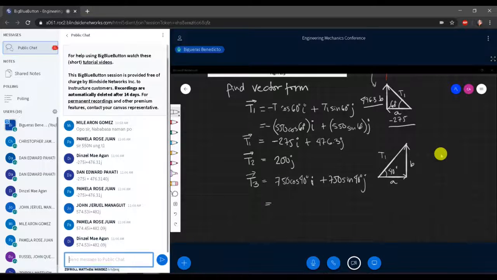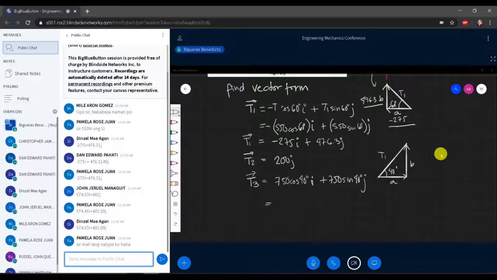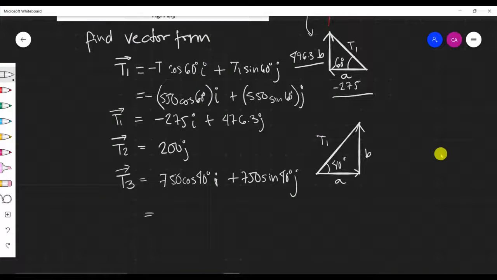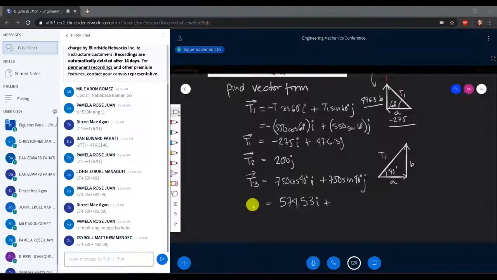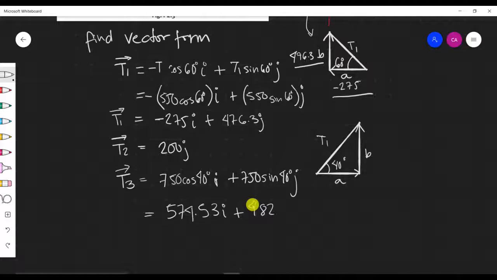Okay? So, hindi ko kasi kayo nakikita, so I will trust you na nagko-compute kayo. Antayin natin yan. Okay. So, 574.5309. May kukontra, going once, going twice. Sir, mali yung na-type ko. Okay. Sige. So, 574.53 I plus 482.09.